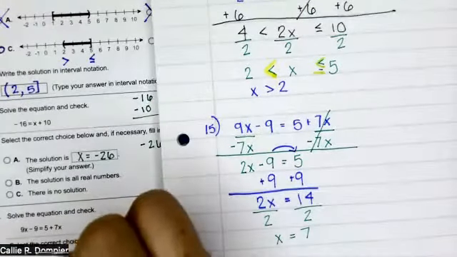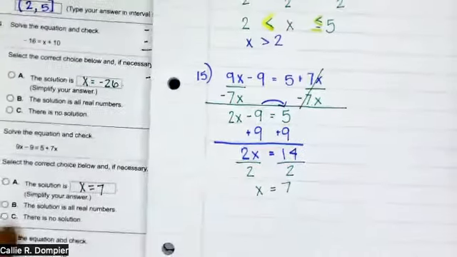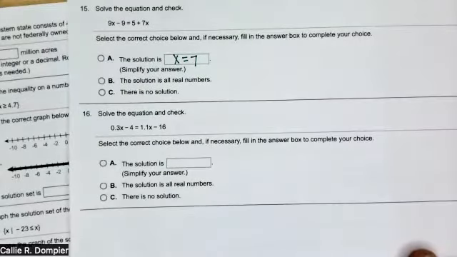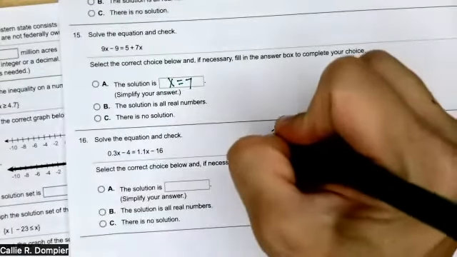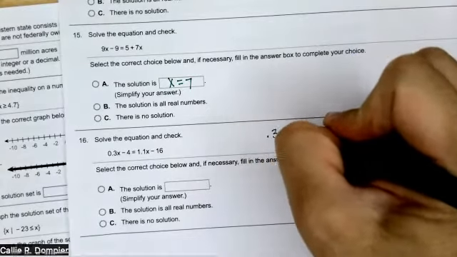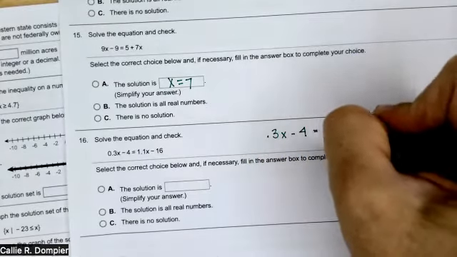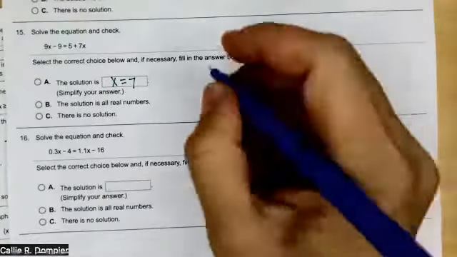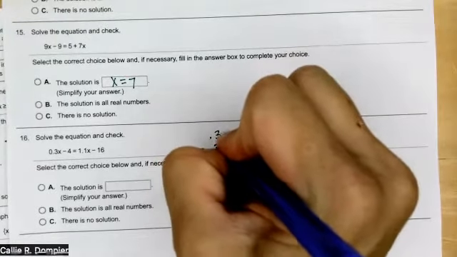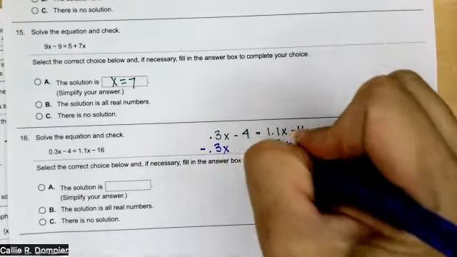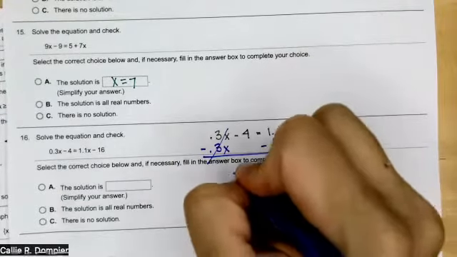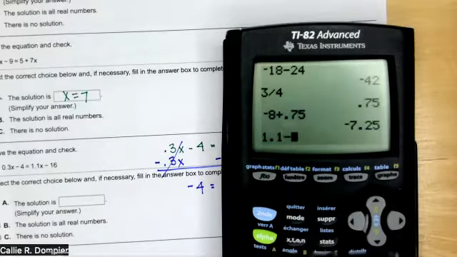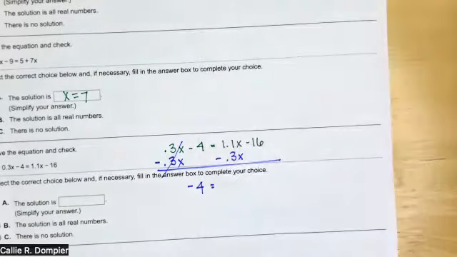So here I'm going to say the solution is x equals 7. And another fraction. Solve the equation and check. 0.3x minus 4 equals 1.1x minus 16. Here I'm going to move the smaller number over. Negative 4 equals, again, I just encourage you to use your calculator. 1.1 minus 0.3 is just 0.8.